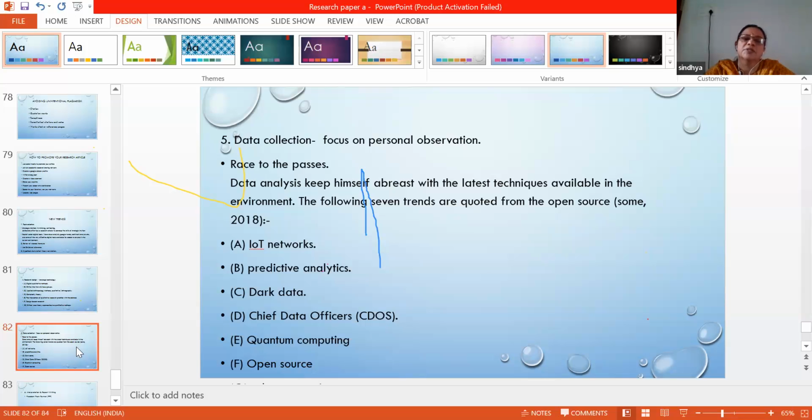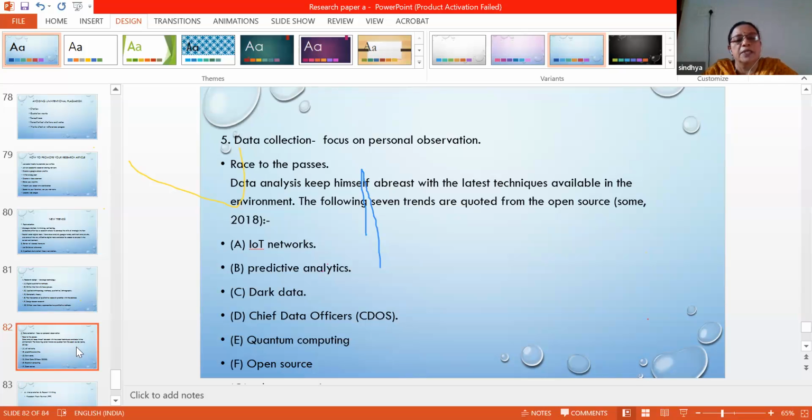The data collection process will be more reliable and the data more authentic than what we collect through formal ways. So supplement your data collection with personal observation also. That is also the latest trend that is being suggested.